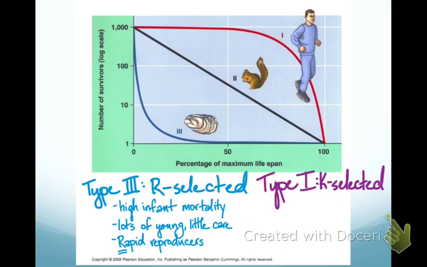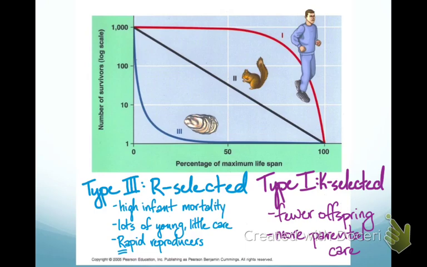On the other side, you've got your type 1, which is K-selected, and I'll explain where that K comes from in just a little bit. And those are your slow reproducers. So they have few offspring. They put a lot of energy and time into making sure that their infants get through childhood and reach reproductive maturity, and generally their reproductive age is later on in their lifespan. It takes a much longer time. So this is your large mammals, your humans, your elephants, things like that.